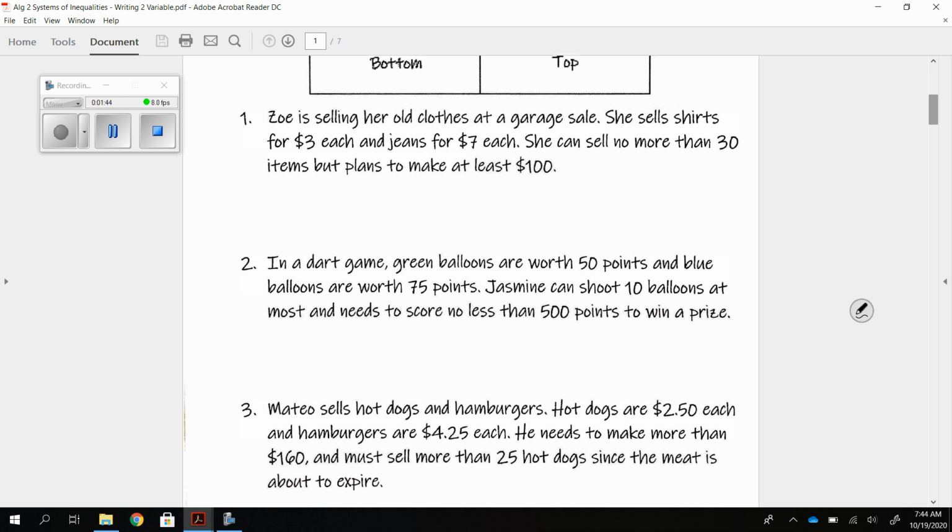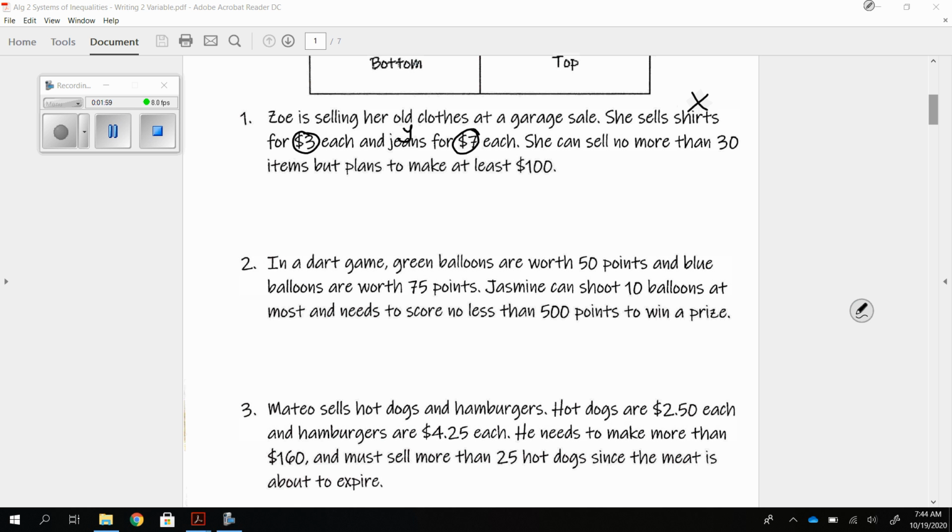Let's stop real quick. We're going to make shirts X. Y'all remember how I used to write all my other word problems? We're going to put X at the top for $3 each. Make sure you circle that. And jeans will be Y for $7 each.